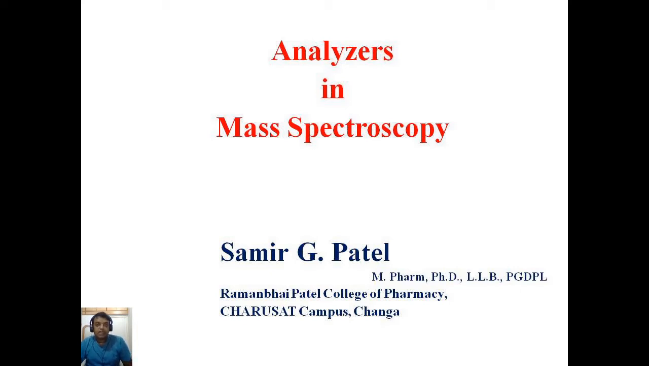So now the generated parent, daughter, and fragment ions are released from the ionization chamber and enter into the analyzer. So in today's lecture we will discuss the types of analyzers and how the molecules are separated from each other according to their mass upon charge ratio.